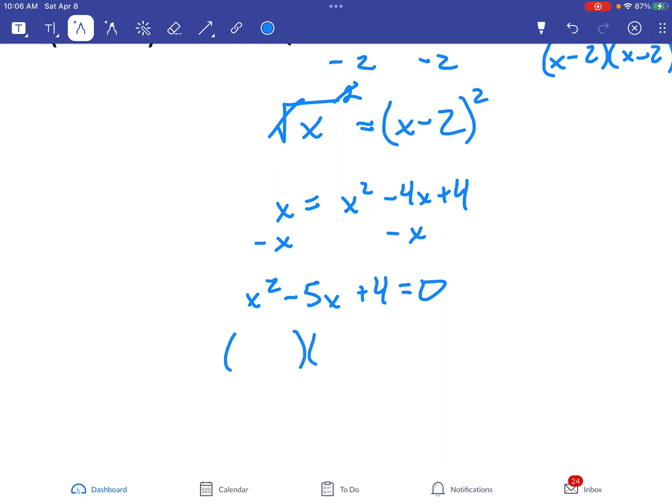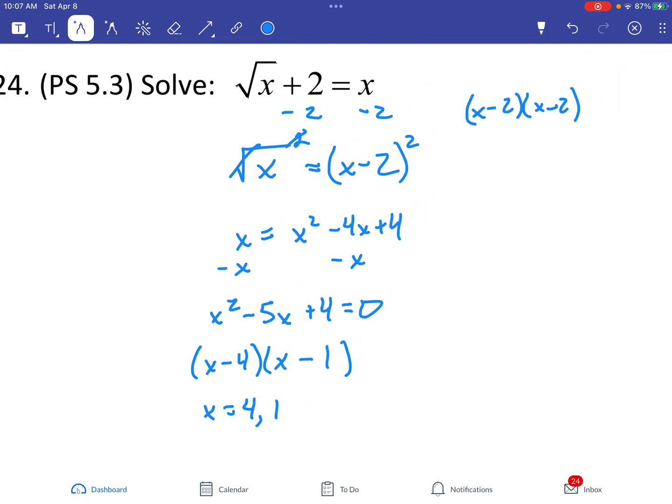Two numbers that multiply to be positive 4 but add up to be negative 5 would be negative 4 and negative 1. Negative 4 times negative 1 is positive 4, and negative 4 minus 1 is negative 5. If I set both of those factors equal to 0 and solve, I'd get x equals positive 4 and x equals positive 1. Now I do have to check these answers because the x is on the outside of the radical sign. It's very important.